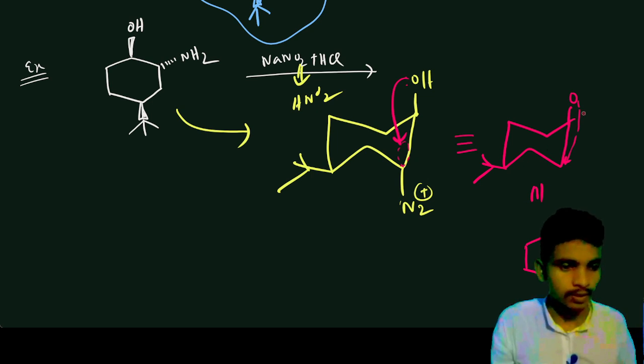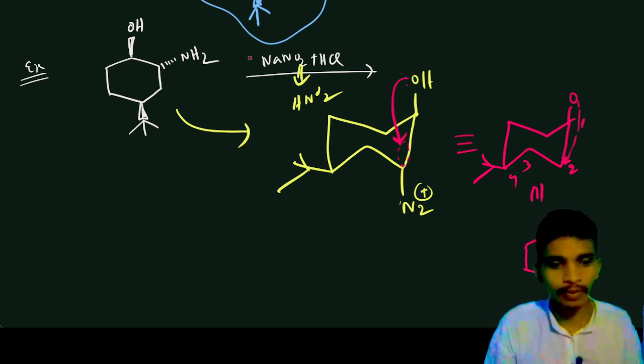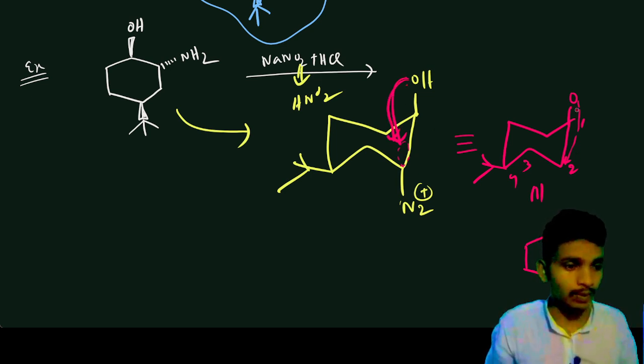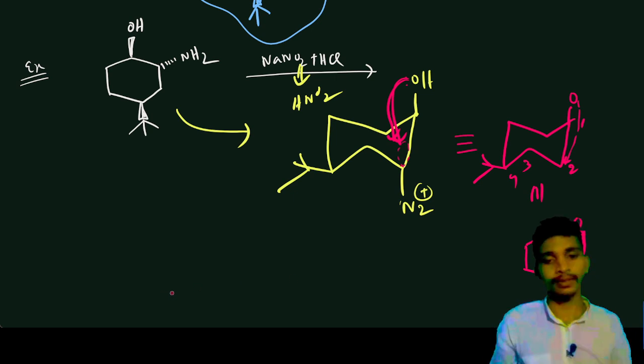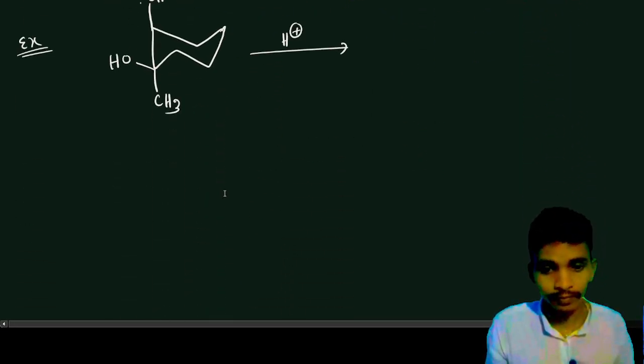So let's say this is 1, 2, 3 and 4. So 1, 2, 3 and 4. Here we have these groups, and 1 and 2 are going to the above side, because here we see that this OH is above, and this OH lone pair is attacking the anti side of this leaving group. So from above it is attacking. That's why this OH is attacking from above, so we need to write it on the above side. Okay, so likewise, we will solve the questions.